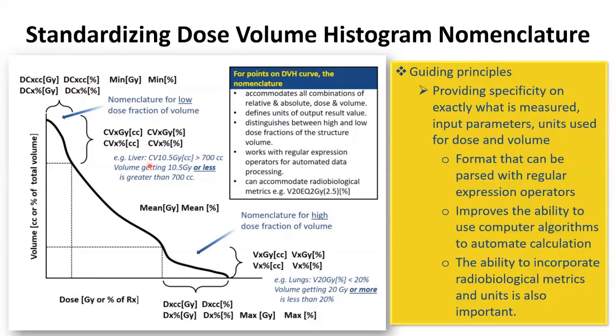Input parameters, so this is what we are using. This is the input here. Anything before the brackets is the input, and anything in between the brackets is the output. The format can be parsed with a regular expression operator, which improves the ability to use computer algorithms to automate calculation. The ability to incorporate radiological metrics and units is important.